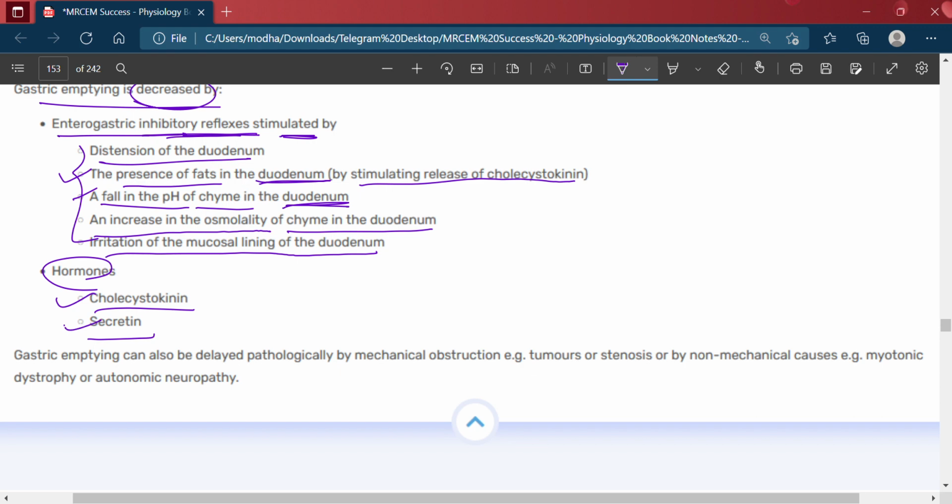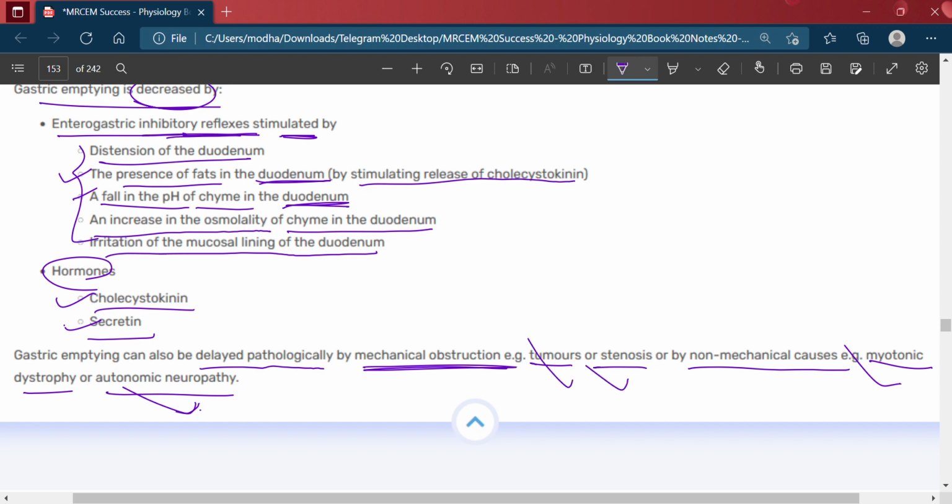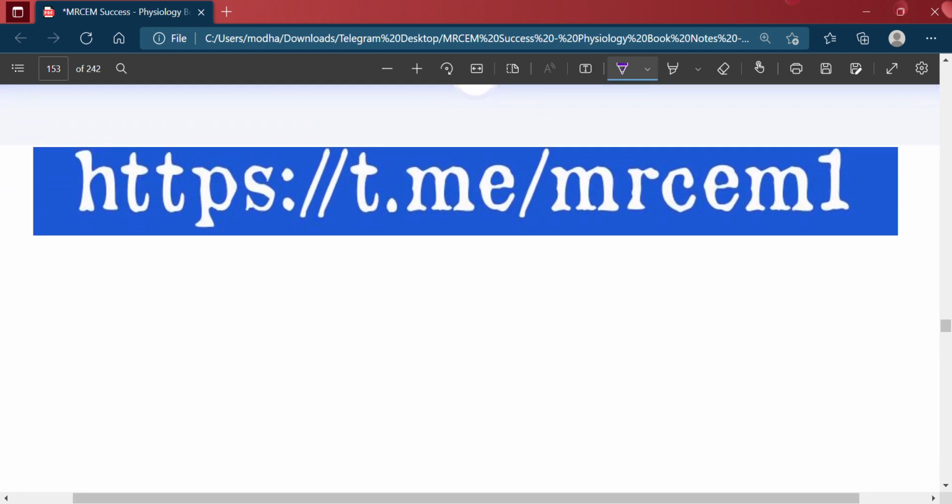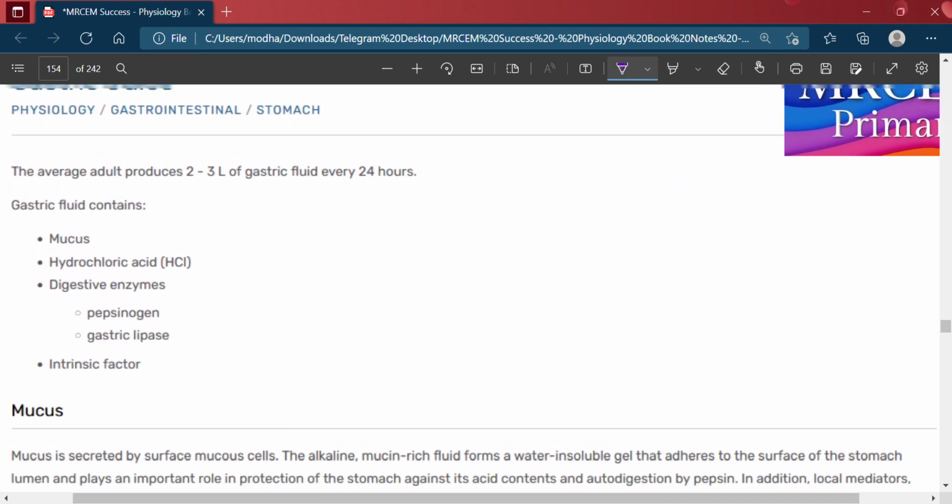Cholecystokinin and secretin. Gastric emptying can also be delayed pathologically by mechanical obstruction, such as tumor or stenosis, or by non-mechanical causes, such as myotonic dystrophy or autonomic neuropathy. These will cause decreased gastric emptying.